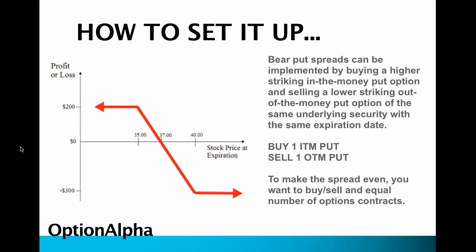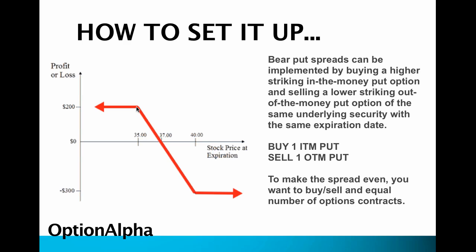Now, how you set this up is very easy. You're going to buy a higher striking in the money put option, and then you're going to sell a lower striking out of the money put option with the same underlying security and the same expiration date. So again, in this example, we're going to buy one in the money put. In this case, it's going to be a 40 strike put. And then we're going to sell one out of the money put to help pay for some of the cost of buying that one put option.